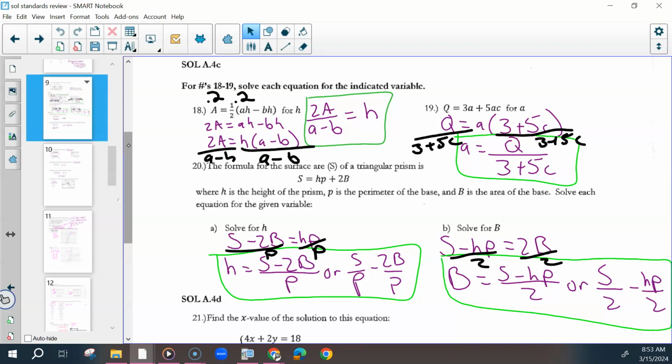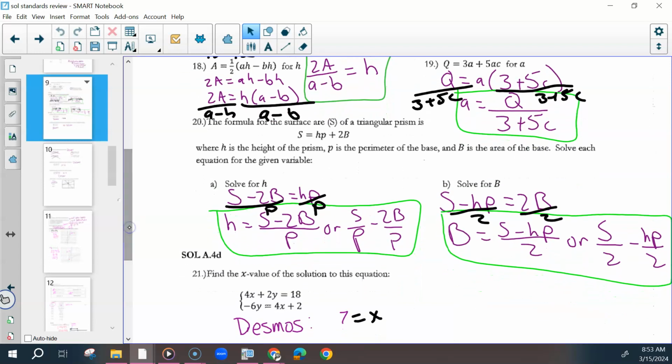20, it has a bunch of things about what these mean, but really you just need the equation for the formula. Part A, you're solving for H, so subtract 2b, divide both sides by p. And part B, you're solving for B, so subtract HP, divide both sides by 2.